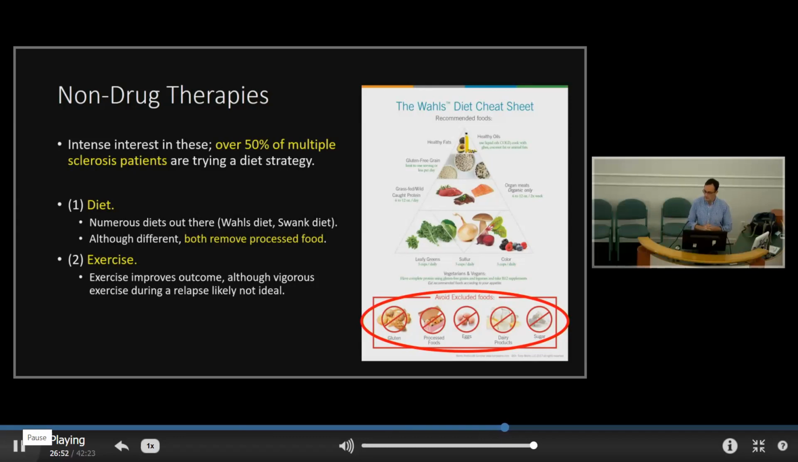So you absolutely should encourage people to exercise with MS. Vigorous exercise during a relapse may not be ideal. You increase your body temperature, that can worsen symptoms. So, use a bit of common sense when recommending this one. Smoking cessation, it's been shown that just quitting smoking improves the outcome.